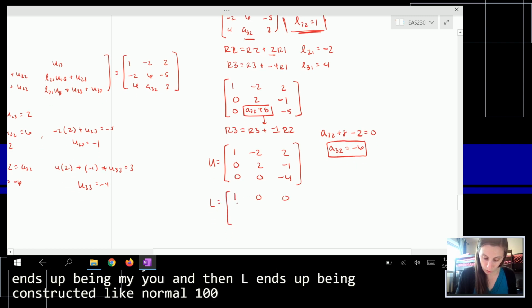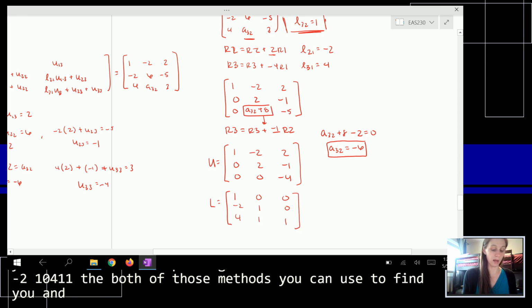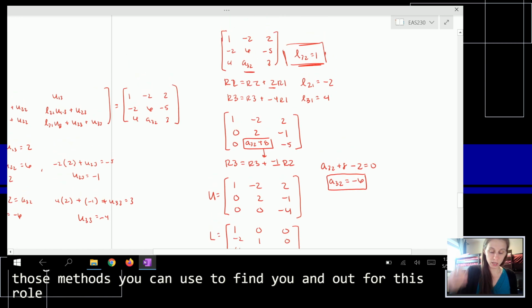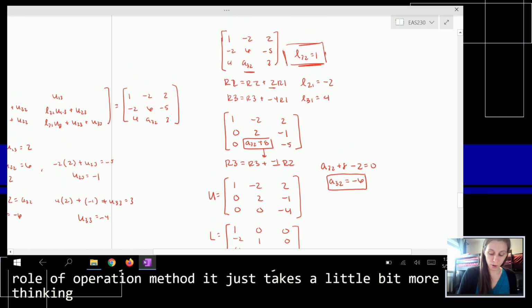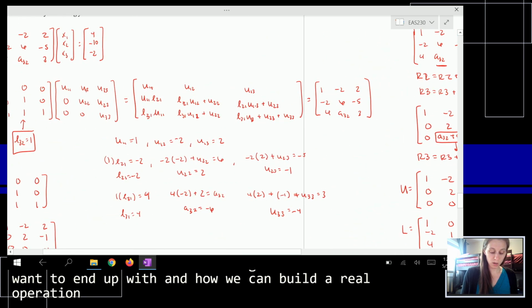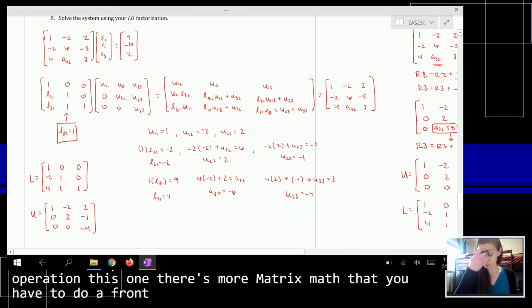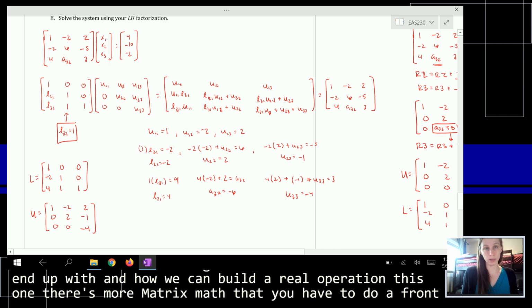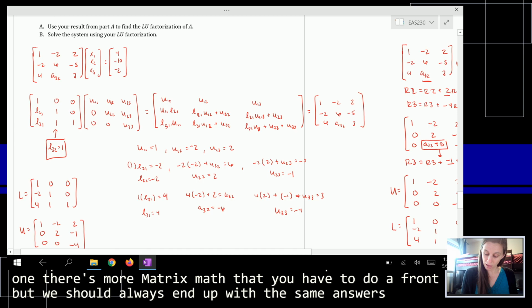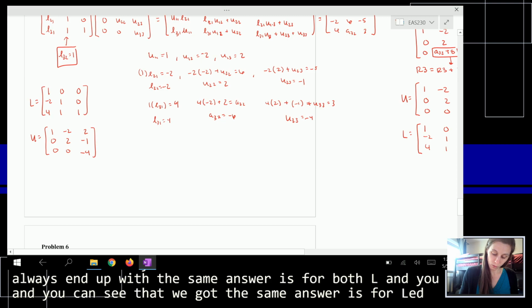1, 0, 0, -2, 1, 0, 4, 1, 1. So both of those methods you can use to find U and L. For this row operation method, it just takes a little bit more thinking in terms of what we want to end up with and how we can build our row operation. This one, there's more matrix math that you have to do up front. But we should always end up with the same answers for both L and U. And you can see that we got the same answers for L and U.